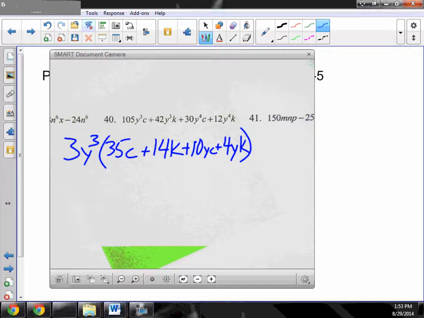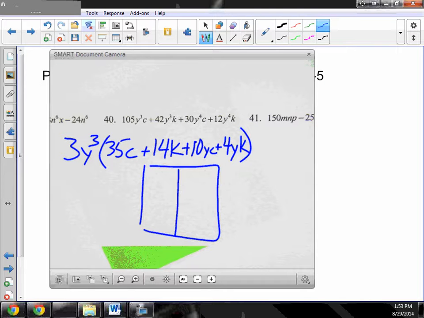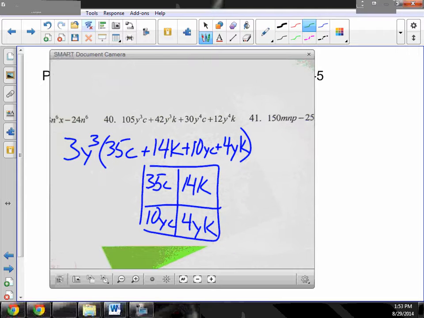All right, let's put this in the box. 35c, 14k, 10yc, and 4yk. What does the top row share? A 7. If I take a 7 out of 35c, what's left? 5c. If I take a 7 out of this one, 2k.